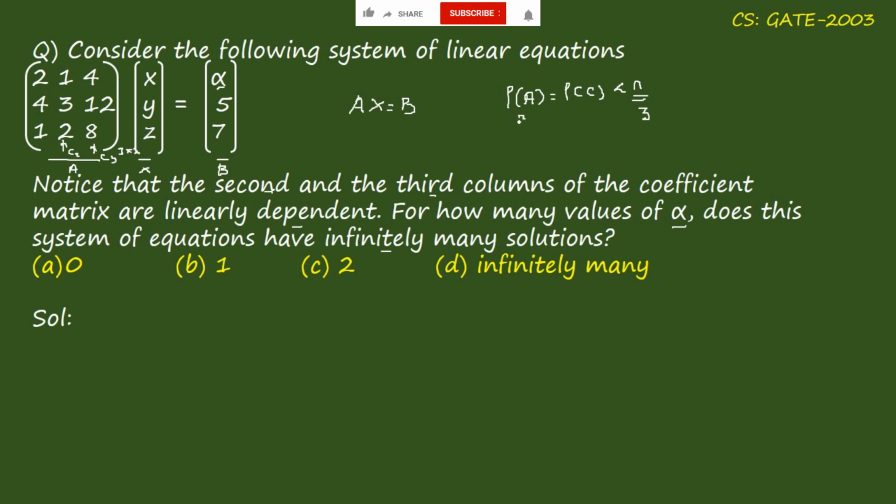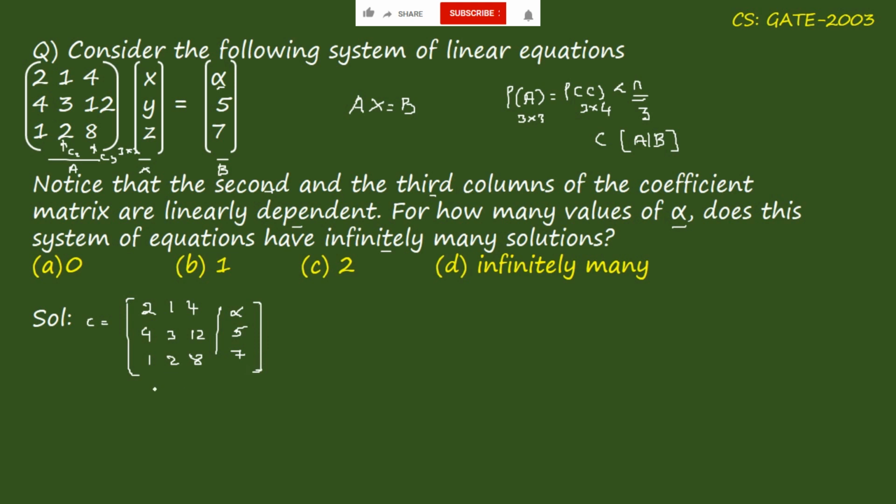Here A matrix is nothing but a 3 cross 3 matrix, and C is the combination of both A and B, right? So it is nothing but a 3 cross 4 matrix. For this one, first we'll be finding the rank of the C matrix. Here C matrix becomes 2, 1, 4, 4; 3, 12, 1, 2 and 8, and this one is alpha, 5 and 7. Right, now we'll be finding the rank of the C matrix.